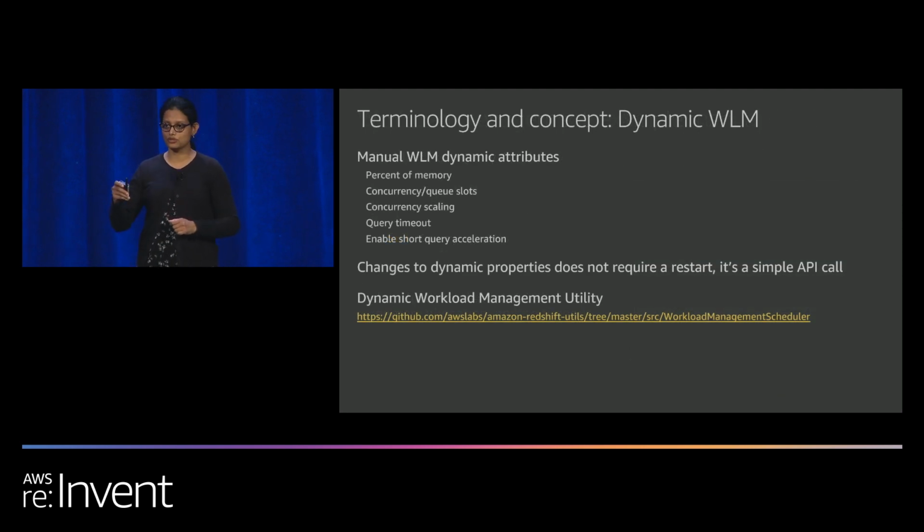Dynamic attributes of workload management. What we looked at was a configuration during a given day. There are certain attributes in WLM, for example, the number of query slots, the percentage of memory, whether we want to turn on concurrency scaling or off. Those are all dynamic in nature. That means with a simple API call, you can make the changes. It does not require a cluster restart.